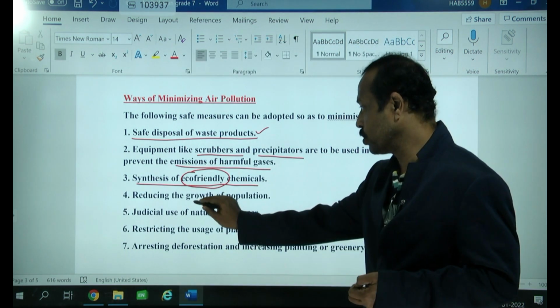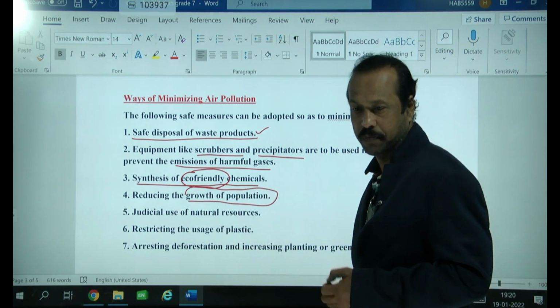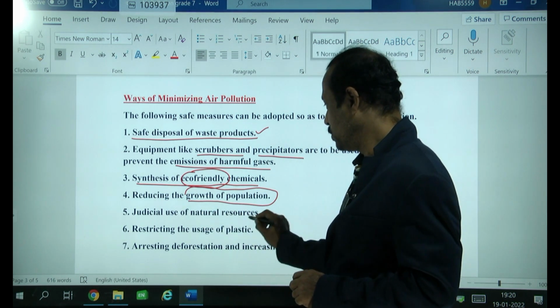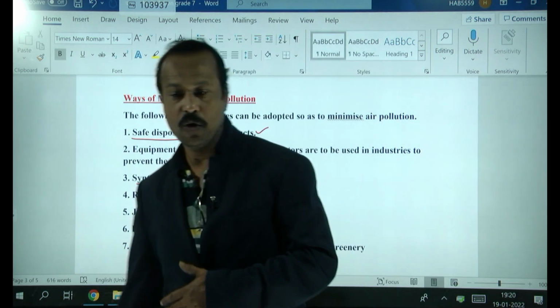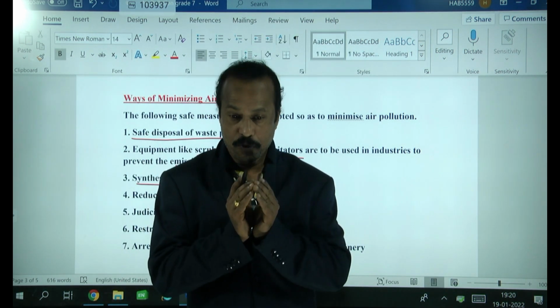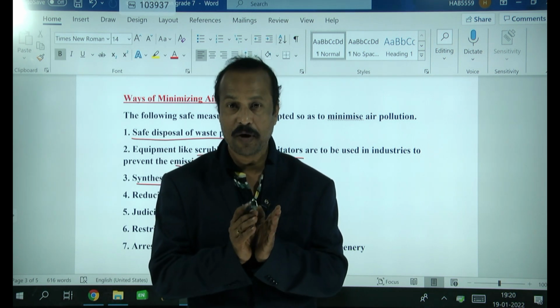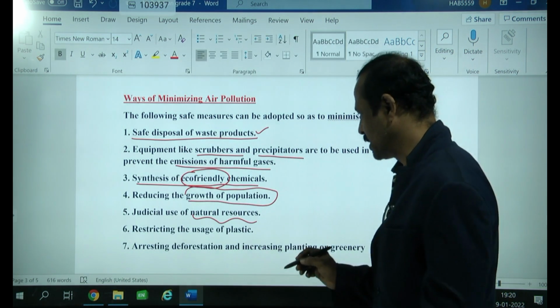Next, reducing the growth of population. This is also one of the most important factors, so the population growth should be reduced. Next, judicious use of natural resources. The natural resources should not be used as one wishes. We have to protect them and use them in a judicious way, which means in a proper way.